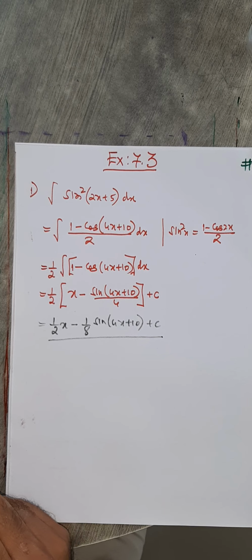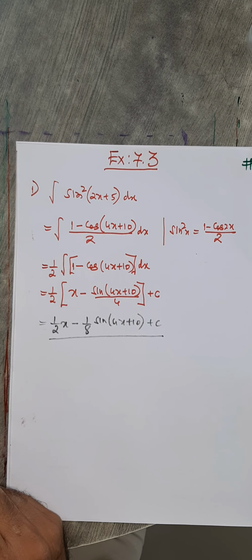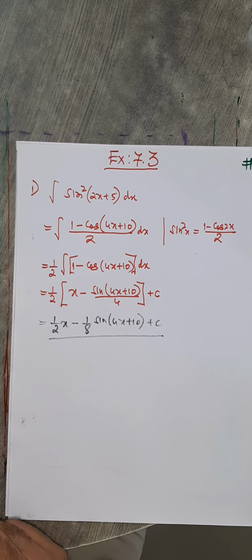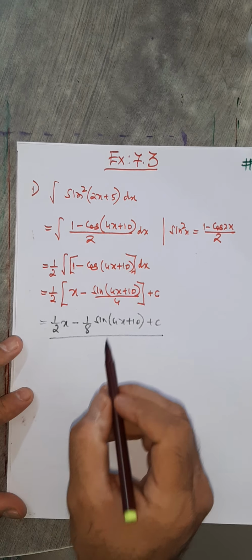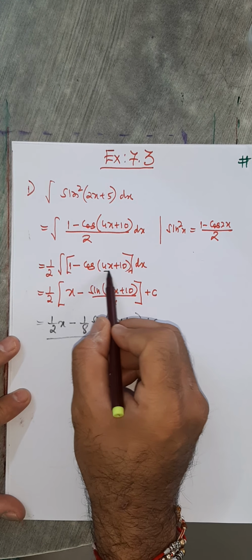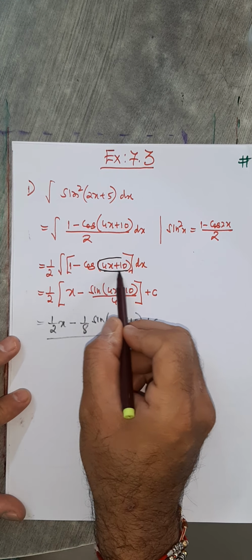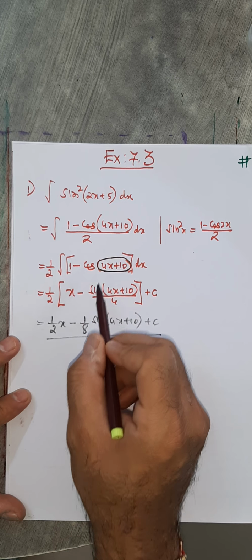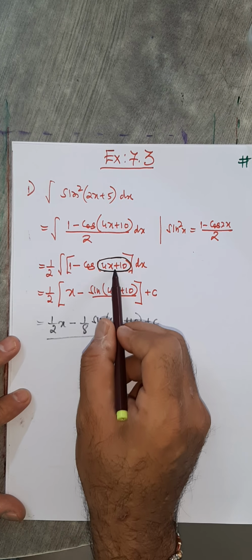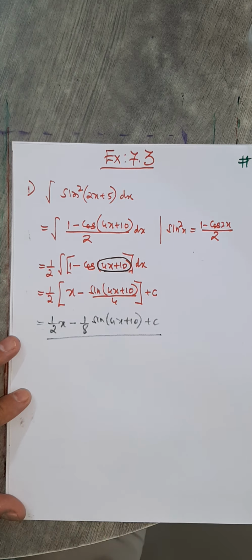The important step is the double angle formula here. Remember, if you have sine square or cos square, we go for the double angle formula. And here, this being a linear function, you have considered this as x. What's the integral of cos? Which is sine, this one as it is, upon the coefficient of x, which is 4.